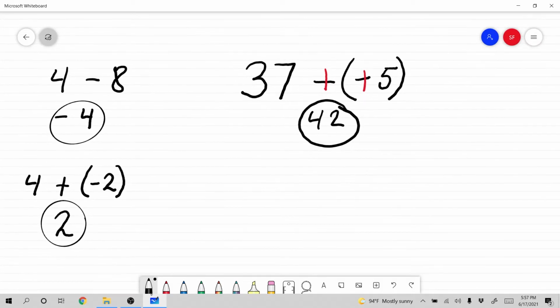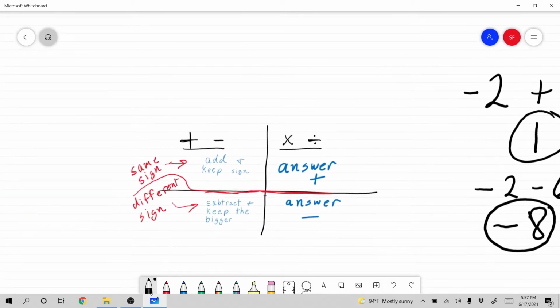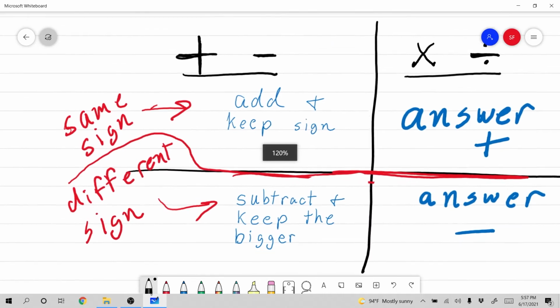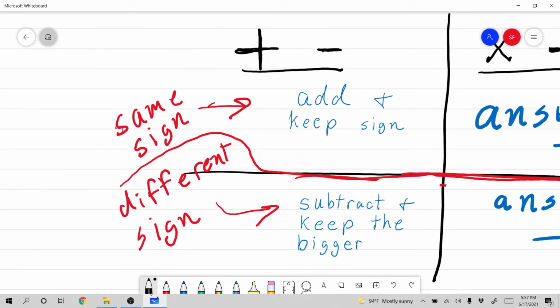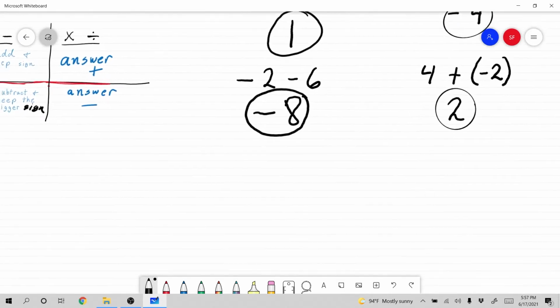There you go. So to recap the rules on addition and subtraction one more time, going back over here. Addition and subtraction, same sign: we add and keep the sign. Different sign: we subtract and keep the bigger sign. That's ugly, but it's okay. You get the point. Okay, let's do a handful of multiplication and division.